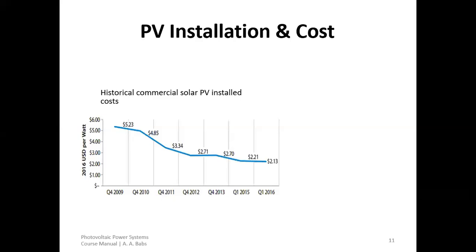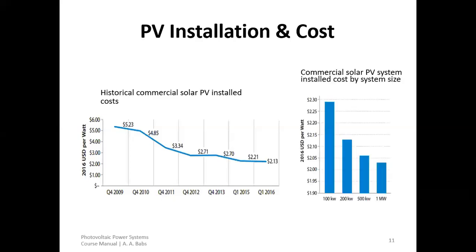All right, let's take it a step further. Commercial solar PV system installed cost by system size. You will find out that as the size increases, the cost of installation drops. This supports what I mentioned earlier, that the more production we have, the more installations we have, the lower the cost of installation. So when you are installing 100 kilowatt, you expect the cost of installation to be higher than when you are installing, let's say, 1 megawatt.